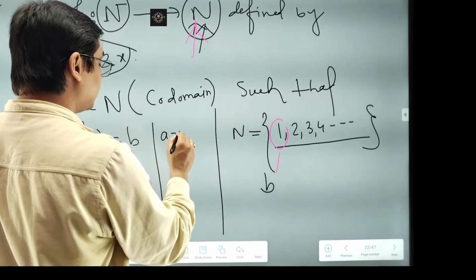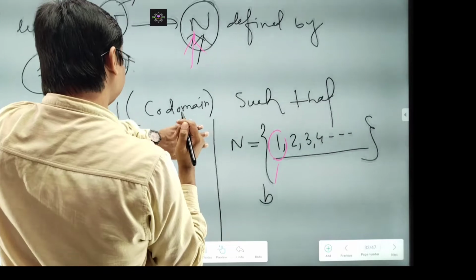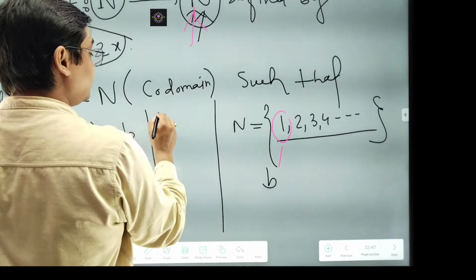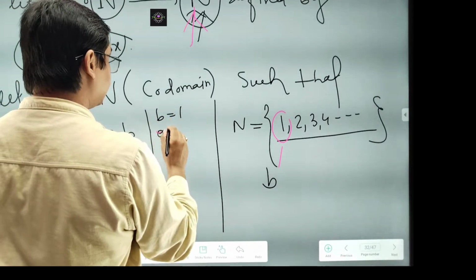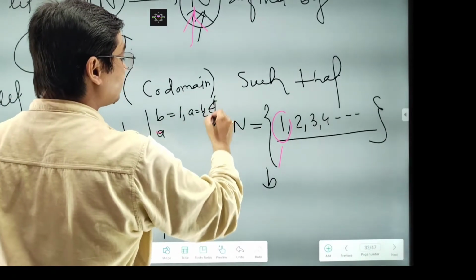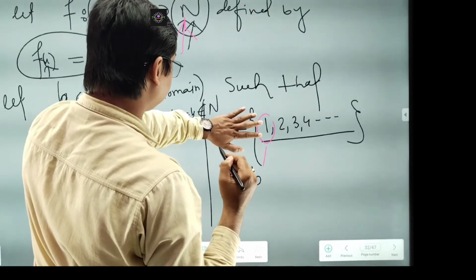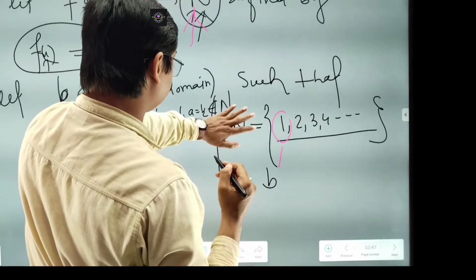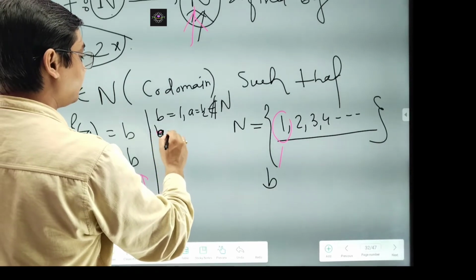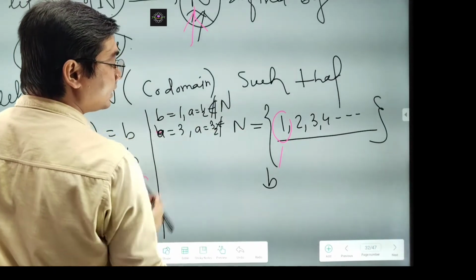So if we put b equal to 1, then what we get here, guys? a equals, this will be half. Look, this half does not belong to capital N. Half is not in it. Again if we consider b equal to 3, then a will be 3 by 2. This is also not in N.